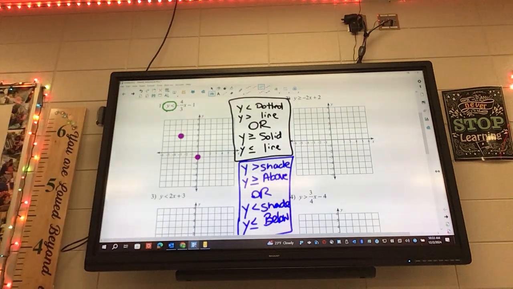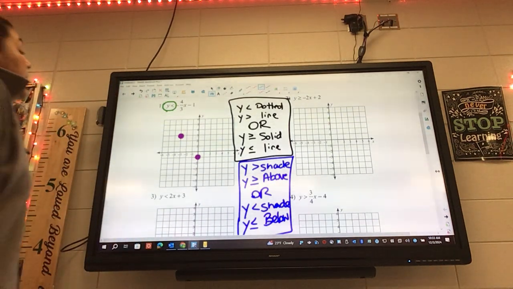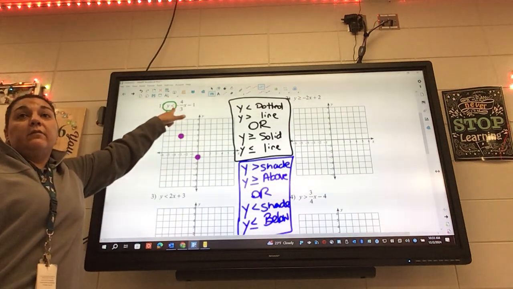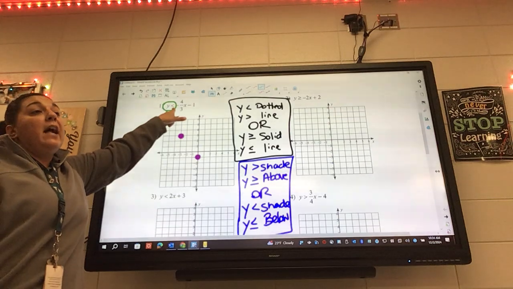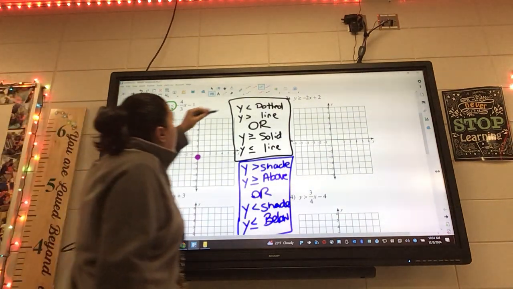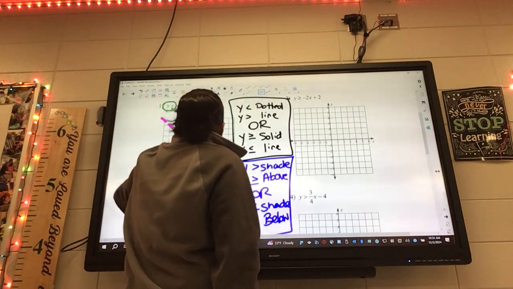So is this one going to be solid or dotted? Dotted. It's going to be dotted. And dotted and solid are very easy to tell. If it has a line underneath it, it's going to be solid. If it has no line underneath the symbol, it's going to be dotted. So this is going to be a dotted line. Okay, so we're going to make a dotted line.